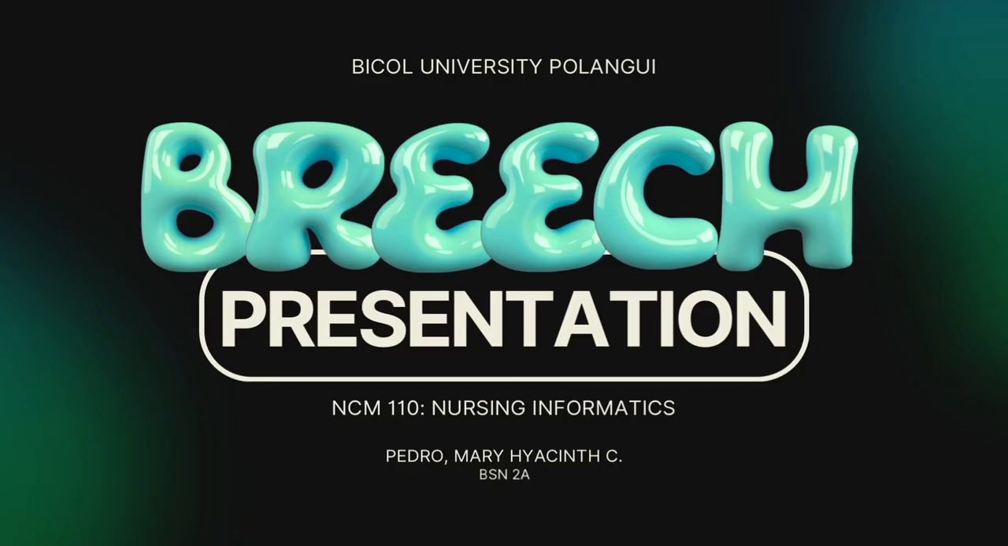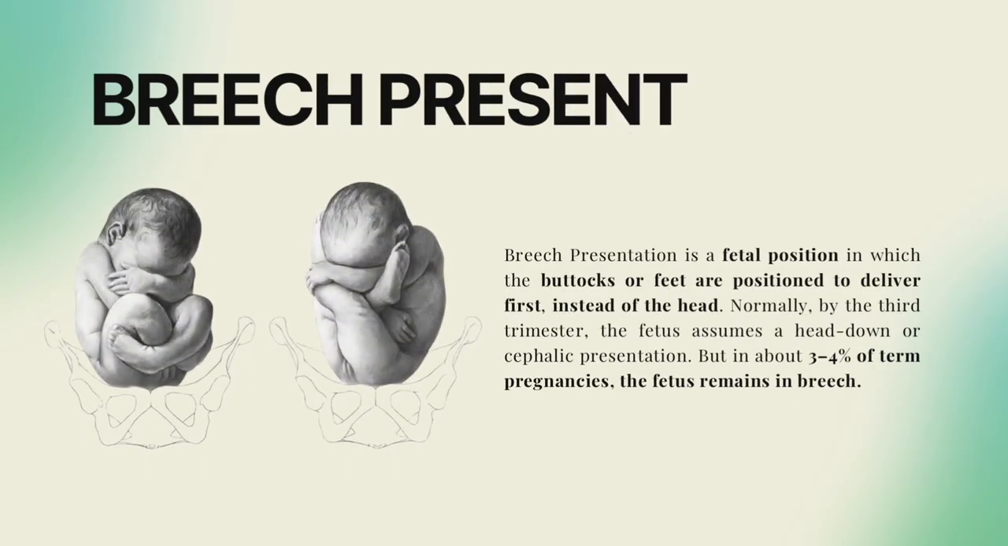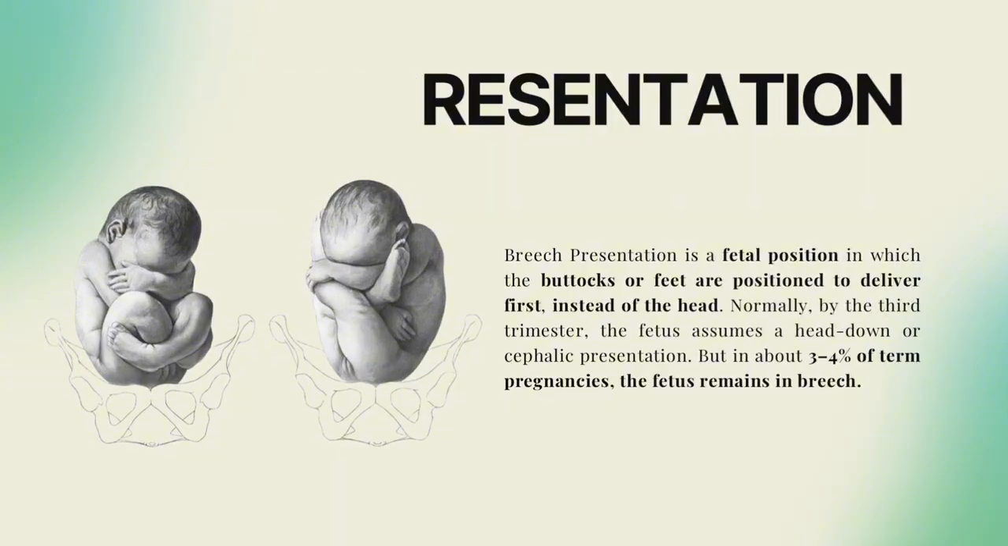Pedro from BSN 2A and today I will be discussing breech presentation. To begin, let's first define what breech presentation is. Breech presentation refers to a fetal position in which the buttocks or the feet are positioned to deliver first instead of the head. Normally, by the third trimester, the fetus assumes a head-down or cephalic presentation, but in about 3 to 4% of term pregnancies, the fetus remains in breech.